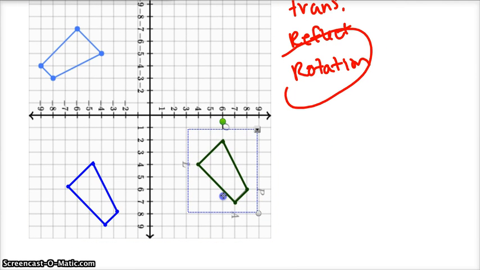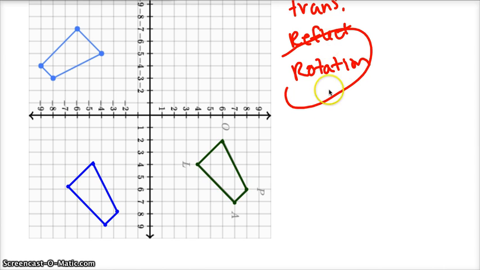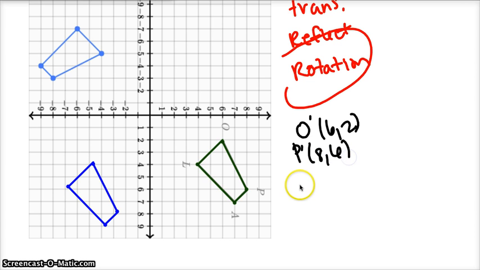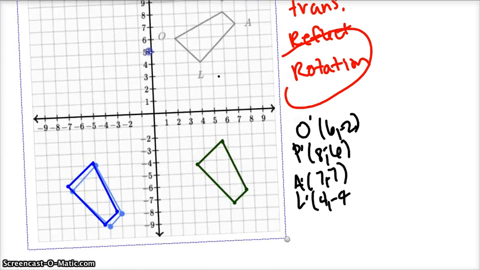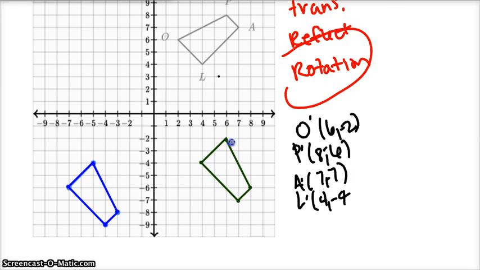Think about it being down here, but they're not in the same position. So plot your ordered pair, write down your ordered pairs. I'm looking, and I'm going to have O prime at 6, negative 2, and P prime is going to be at 8, negative 6, and A prime is going to be at 7, negative 7. I forgot all my negatives here, didn't I? And L prime is going to be at 4, negative 4. So take your graph, take your paper, rotate it back around, and you should have where you left it. So I have this green shape that is at 6, negative 2, 4, negative 4, 8, negative 6, and 7, negative 7.